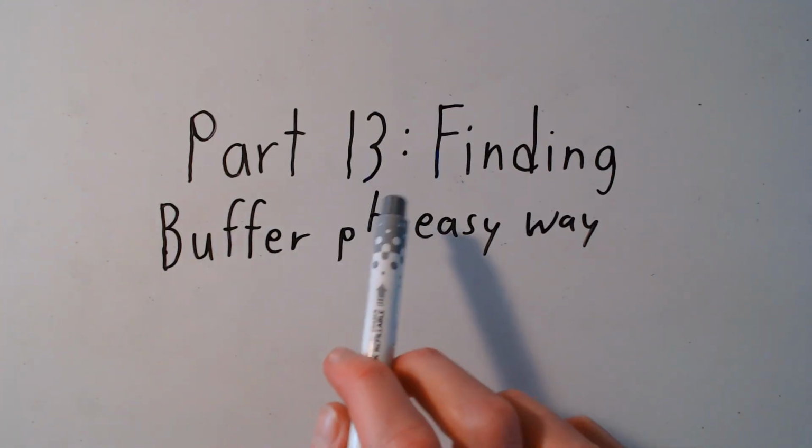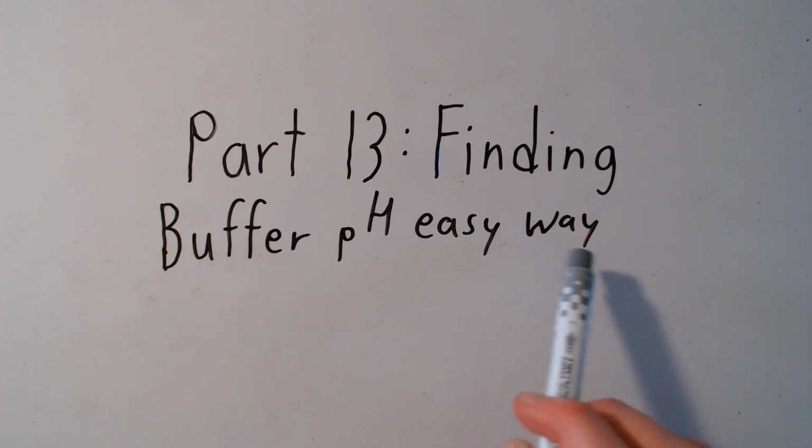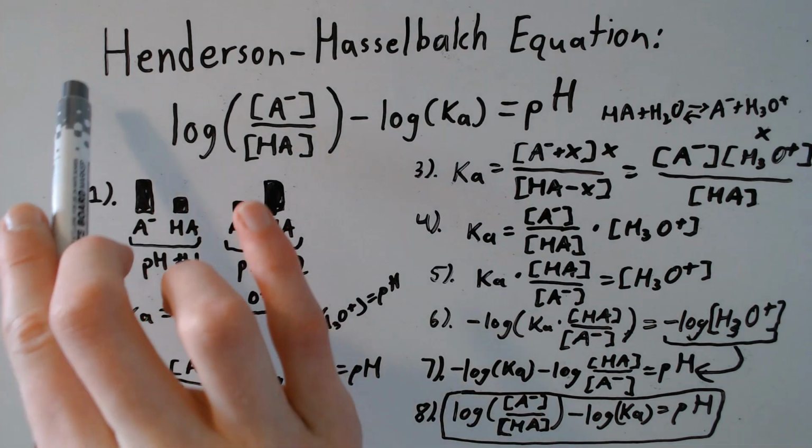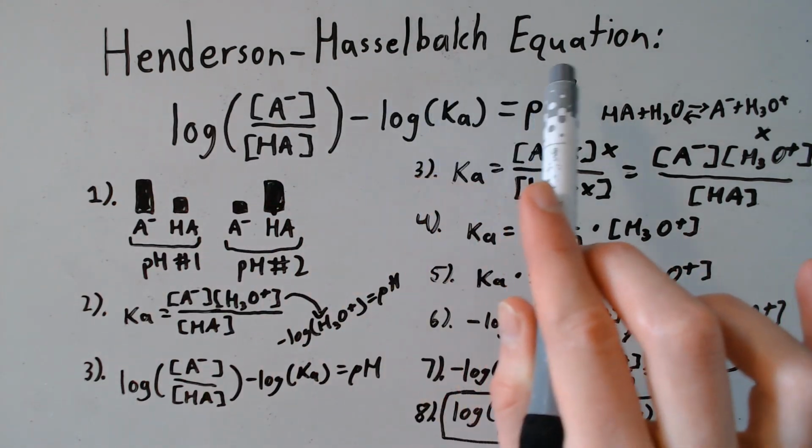Part 13. Finding buffer pH the easy way. Now, on your exams and in some real-life applications, you need a faster method to find the buffer pH. This method comes in the form of the Henderson-Hasselbalch equation.